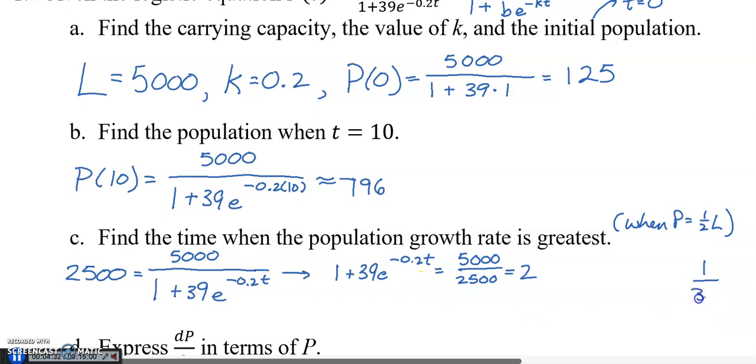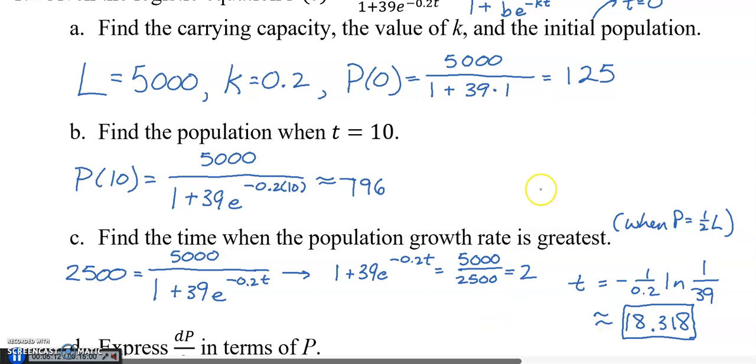Then we'll have e raised to stuff equals 1 over 39, so we'll take the natural log of both sides. Then we'll have negative 0.2 times t equals this, so we'll divide by negative 0.2. And that should be our t value. And if you need a decimal version of this, if you don't want the exact form, if you want a more realistic answer, then 18.381 is the t value that will yield 2,500. Of course, this is easy to check in a calculator. Just evaluate P of t when t equals that crazy number.